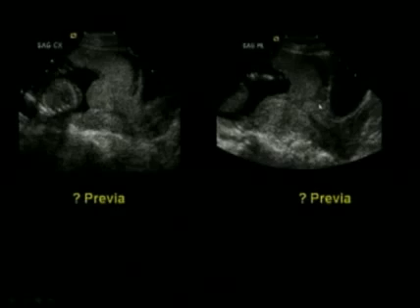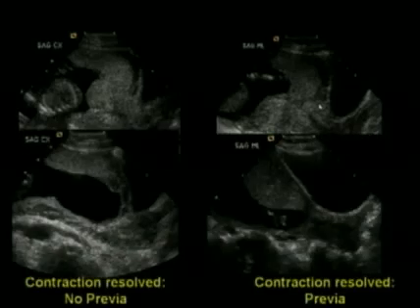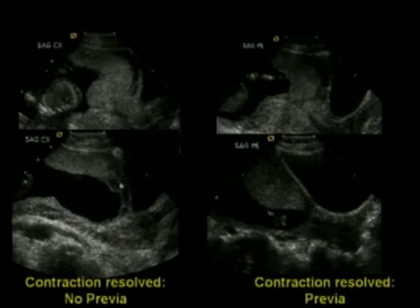Here's what happened on these two different cases when we waited for the contraction to go away. Here on the case on the left, this looked like a previa, but when the contraction went away, there's the cervix, placenta ends here. It's not a previa. On this case, it looked similar during the contraction. When the contraction goes away, you can see that the placenta comes almost right up to the internal os. So this is a low-lying or marginal placenta previa.